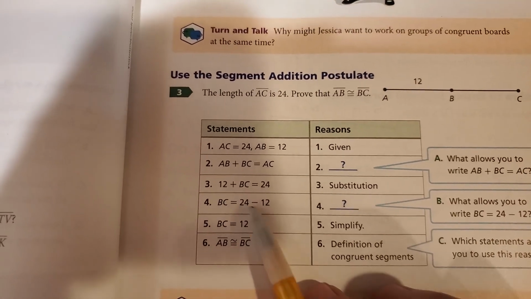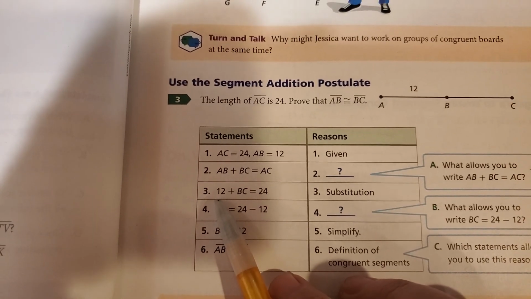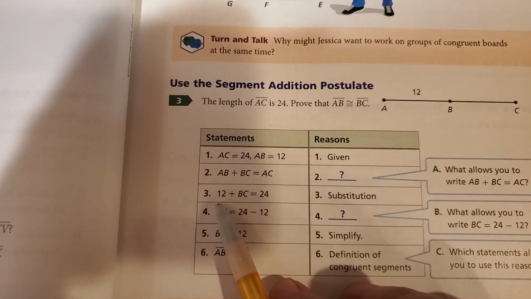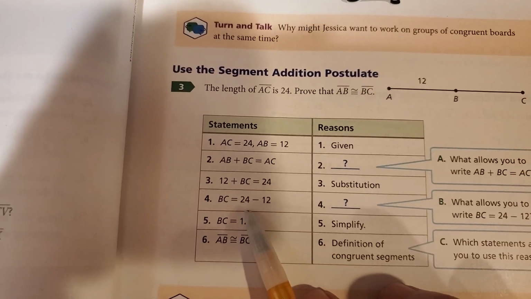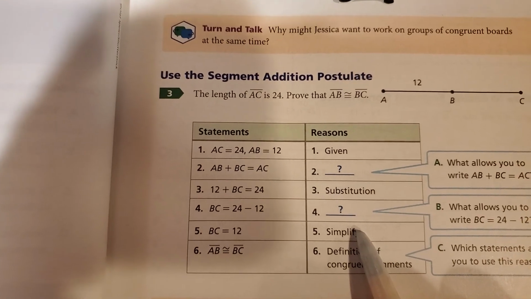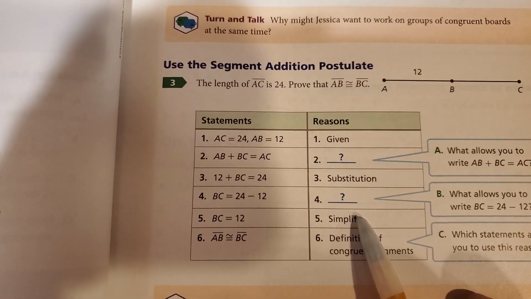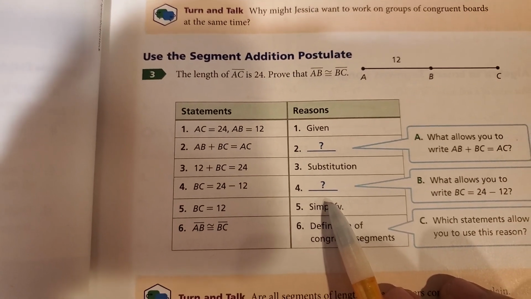And when we do that in algebra, you're doing the opposite to get rid of it. So to get rid of this 12, they had to subtract it. So they're subtracting a 12 from here. They subtracted it from this side as well. See, 24 minus 12. So for step 4, the reason you would give is the subtraction property, because we're subtracting the same amount from both sides.